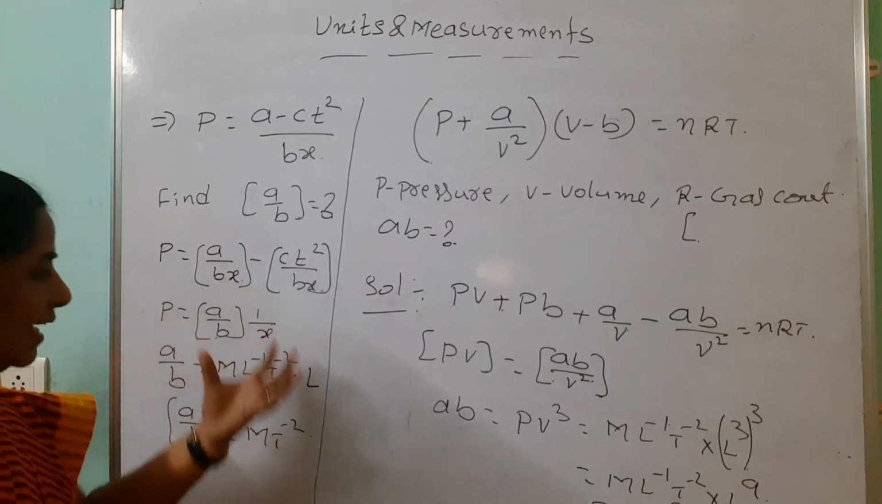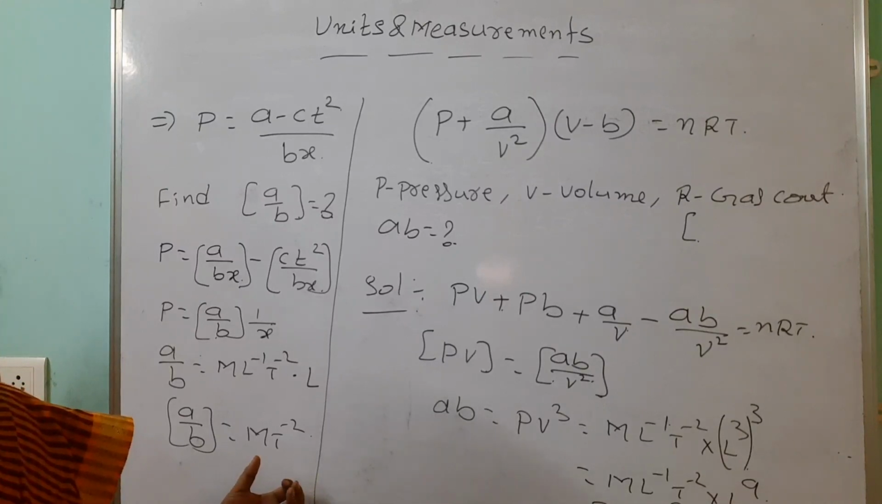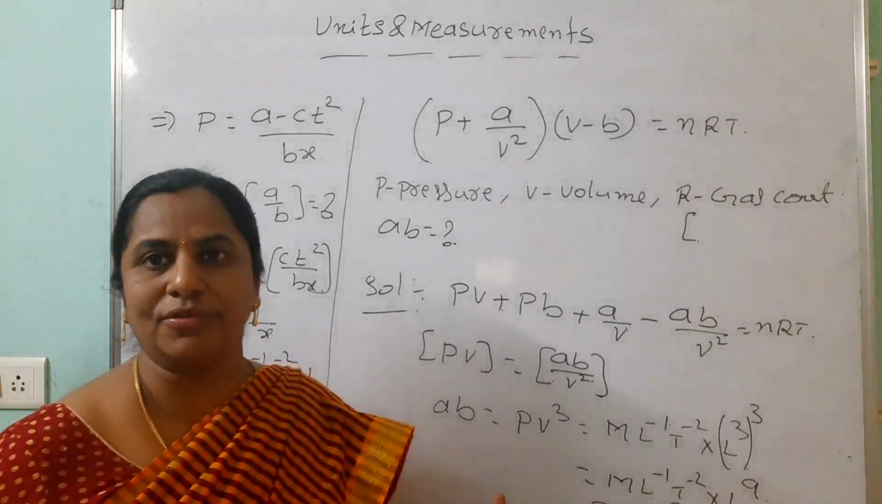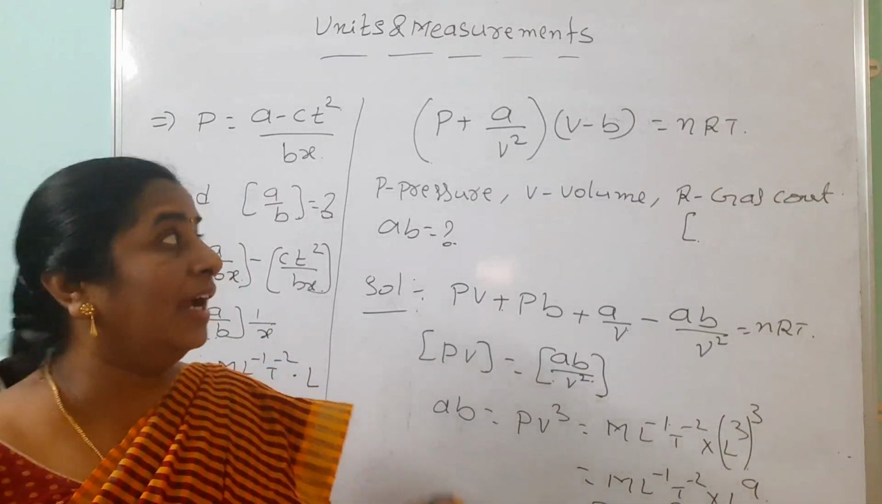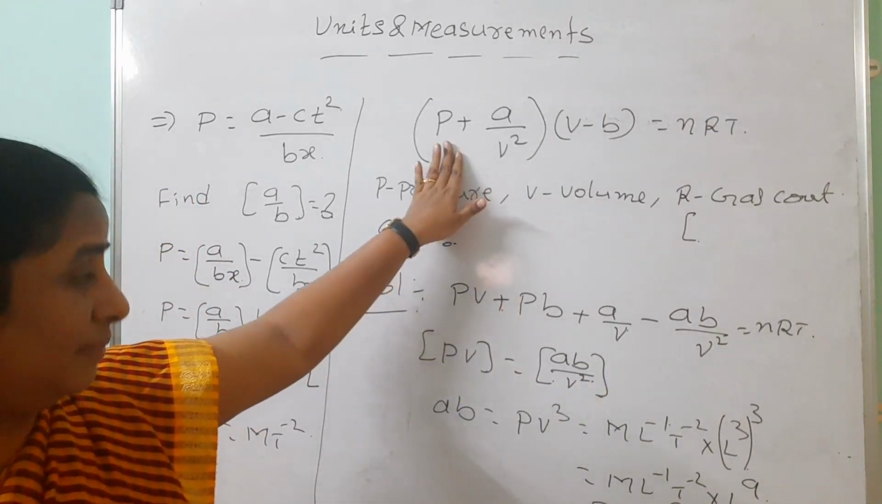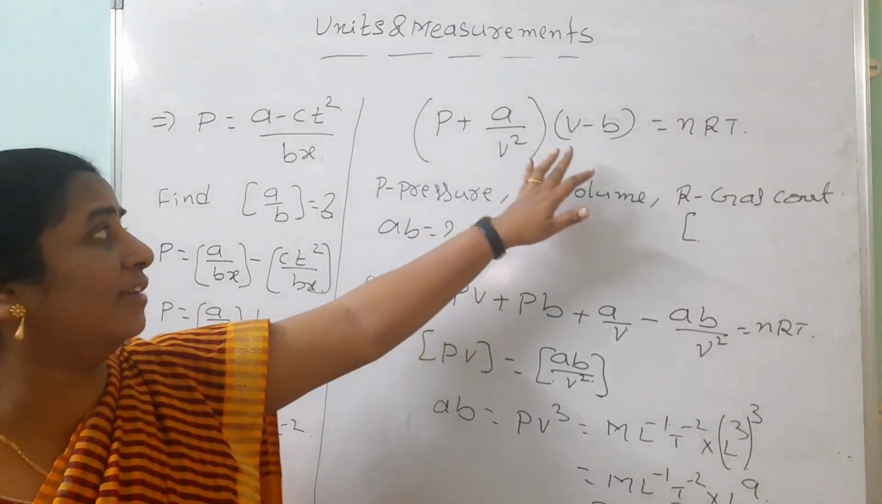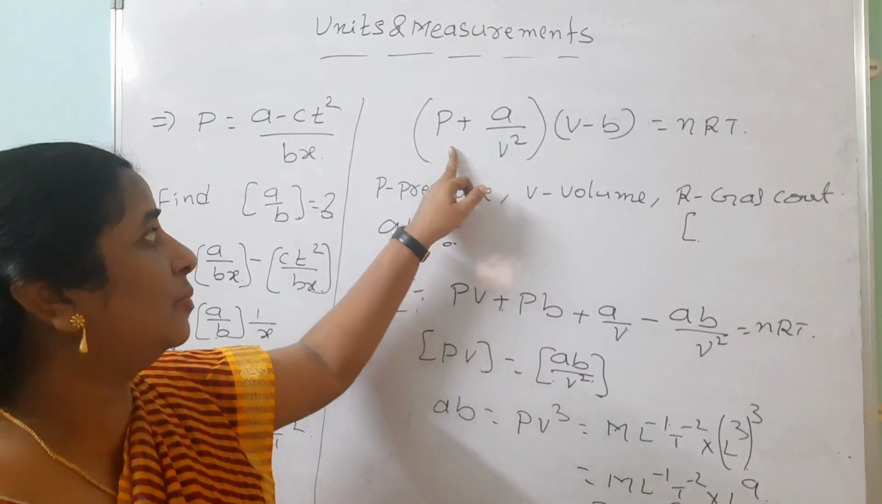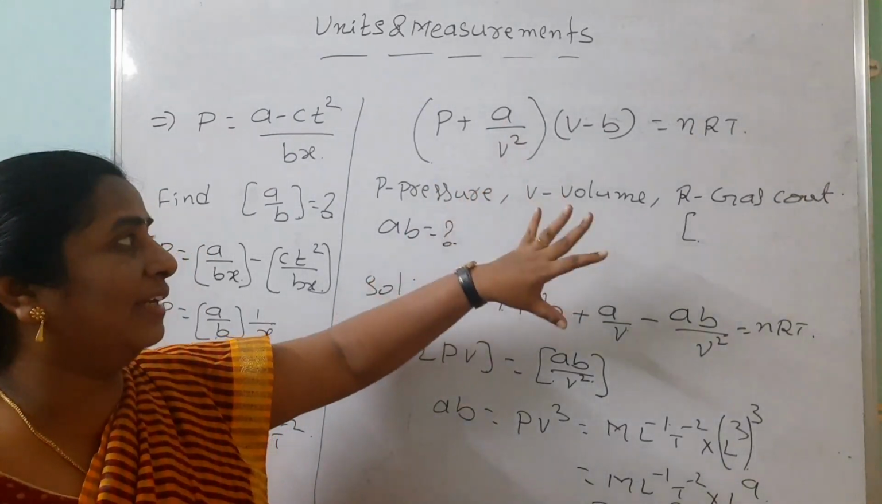So like that, with the help of the principle of homogeneity, we can easily find out the dimension of A by B. And one more expression they have given. This is the van der Waals equation also. P stands for pressure, V stands for volume. They are giving this in the question.